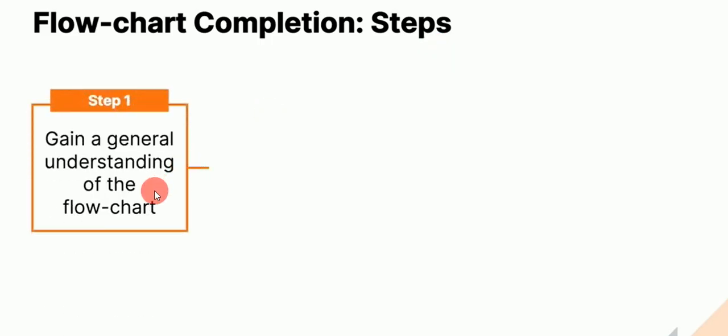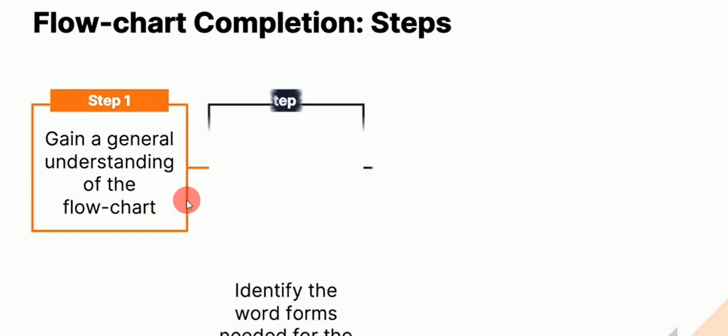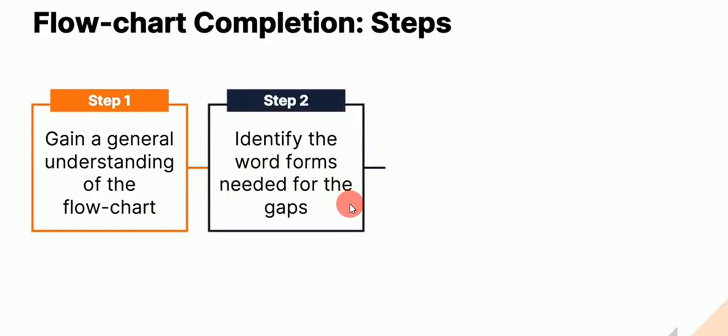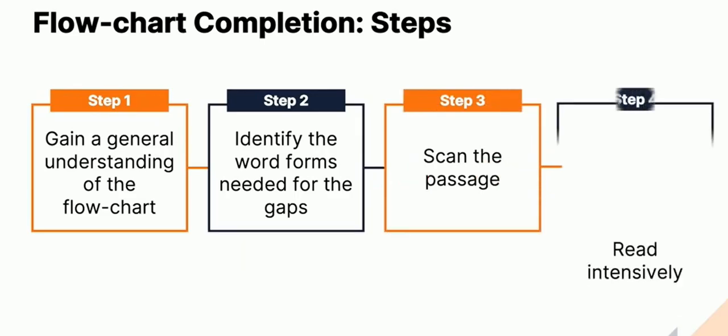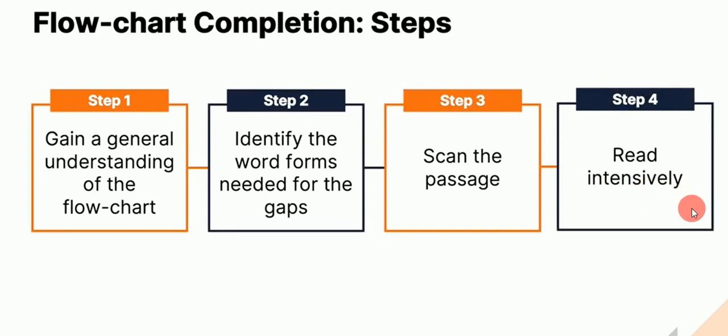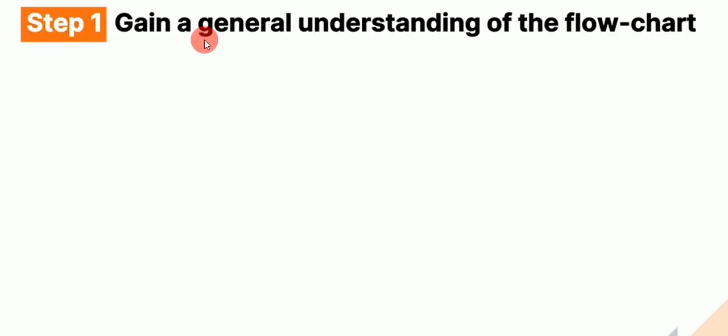These steps involve gaining a general understanding of the flowchart, then identifying the word forms needed for the gaps, scanning the passage for the keywords from the flowchart, and finally, reading intensively to locate the correct answer. Let's have a look at each step separately. Let's start with step 1.